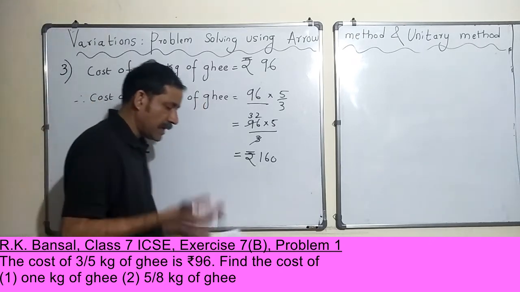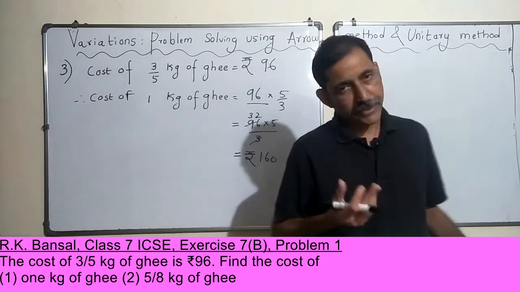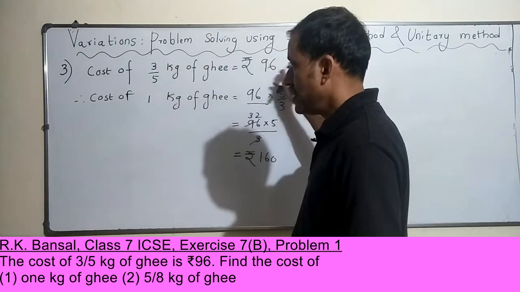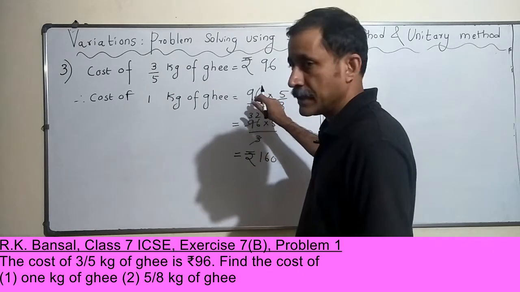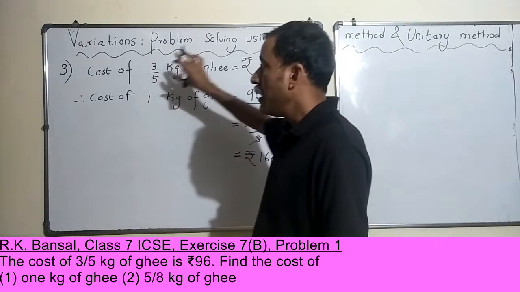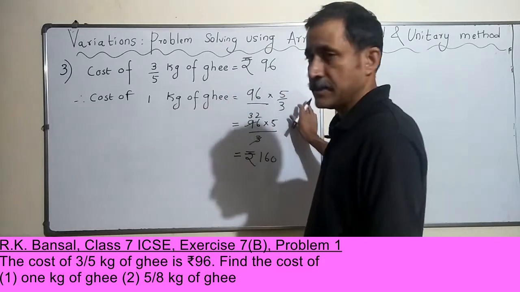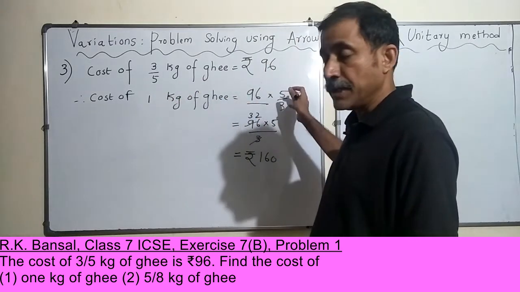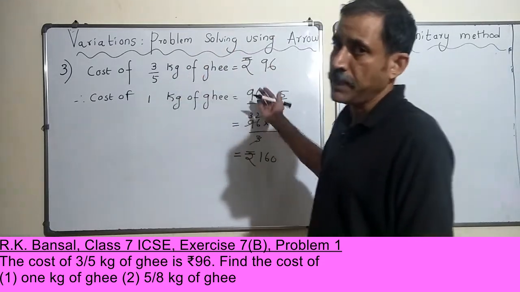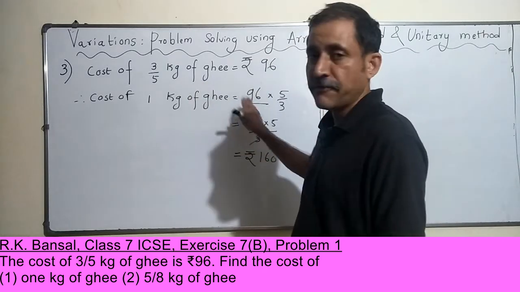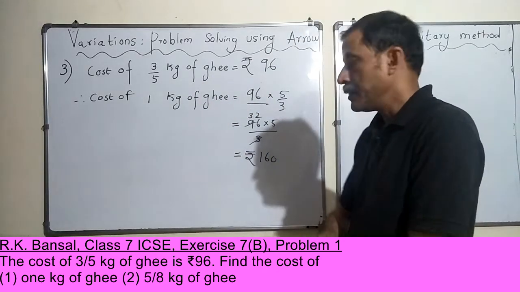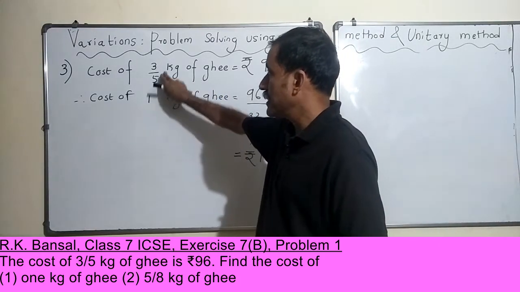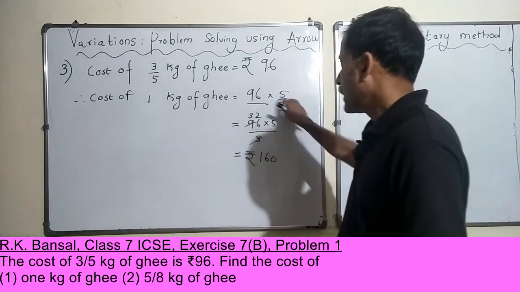Now, this is a direct variation. Cost of this much is this much. So, if this increases, this will also increase. So, whatever I multiply on this side, I also multiply with the same on this side. Remember, in the case of inverse, whatever you multiply on this side, you should divide on the other, or if you divide something here, you should multiply. But this is the case of direct variation or direct proportion. So, I have multiplied both sides by 5/3. When I multiplied by 5/3, this became 1 kg and this became 160 rupees.